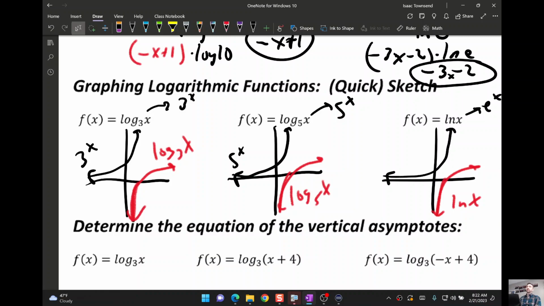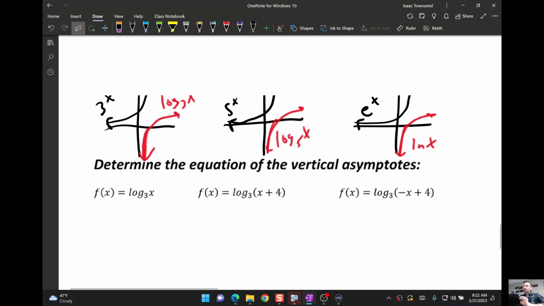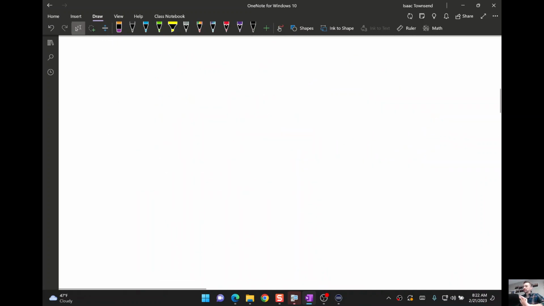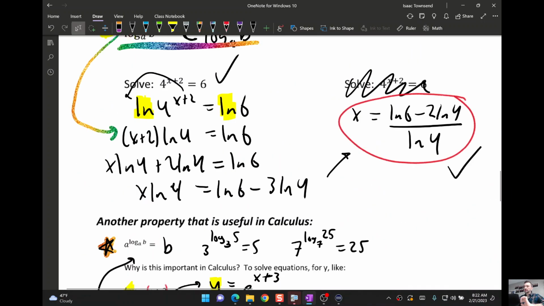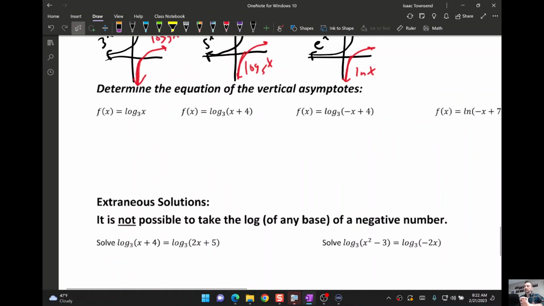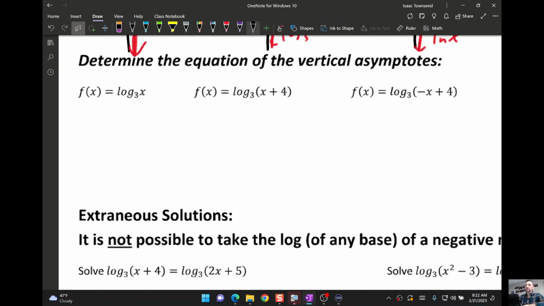The general shape of all logarithmic graphs, if there's no transformations, basically look the same. Just like the exponential functions, whether it's 3 to the x, 5 to the x, or e to the x, all basically look the same too. Okay, one of the harder things for students is trying to find this vertical asymptote sometimes. So let's look at a few examples here, and the last couple are the ones that are the trickiest, I guess.